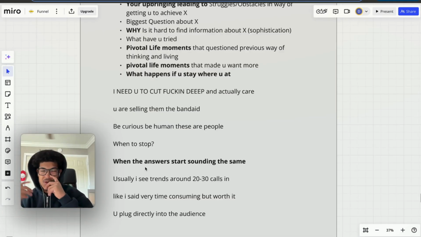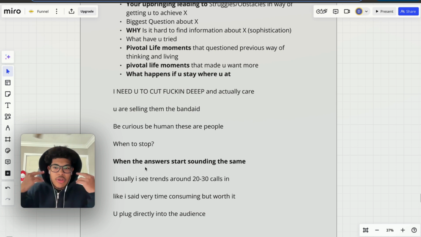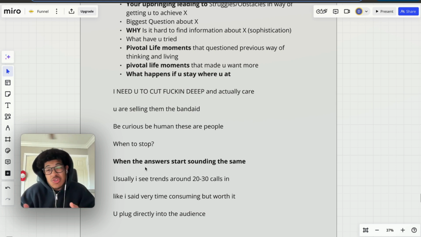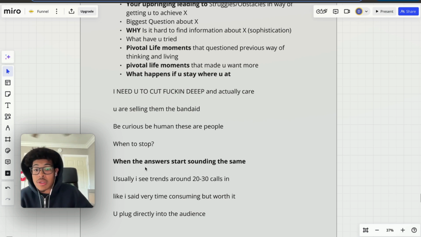Usually you're going to see around 20 to 30 calls. That's kind of the standard, where you start seeing trends in the answers. You kind of understand everything. You're going to honestly know what they're going to say before they say it. That's usually around 20 to 30 calls. If you've got to keep going, that's when you stop.